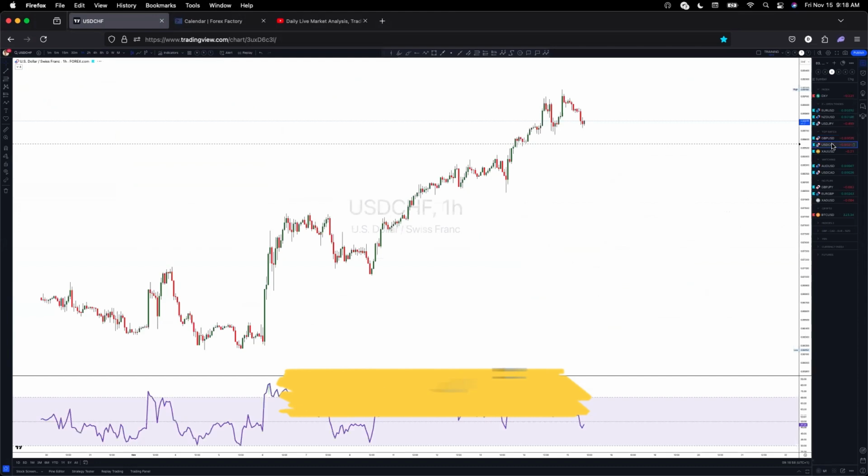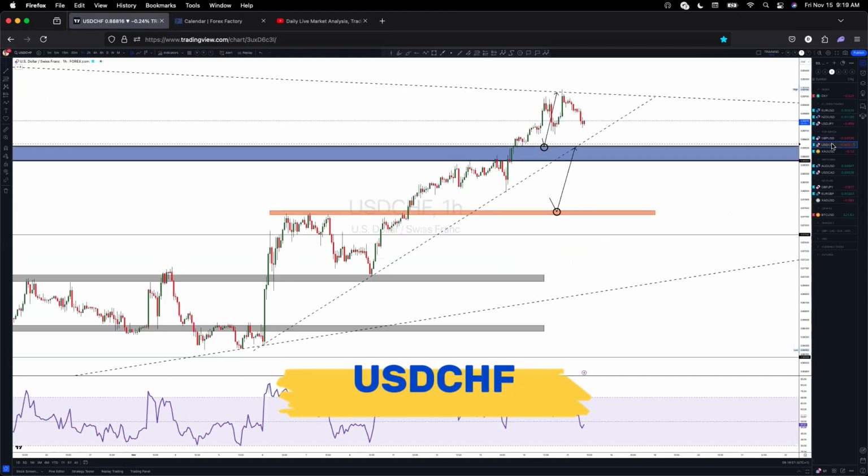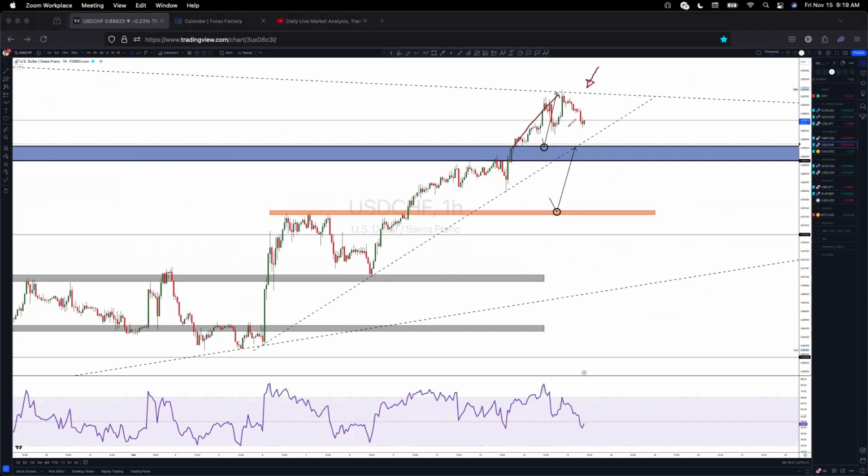USD CHF, on the other hand, is also dropping down right now gradually. Don't forget, this trend line at the top here is a monthly trend line. I think everything is slowing down gradually as far as dollar pairs are concerned. They're all coming back together, slowing their rolls down, making things easy for themselves.